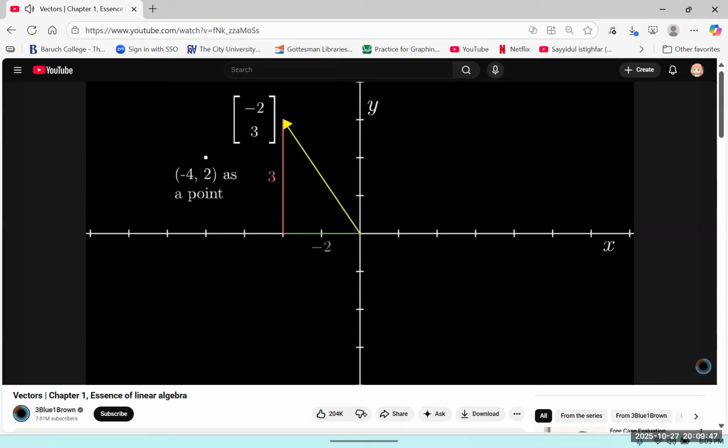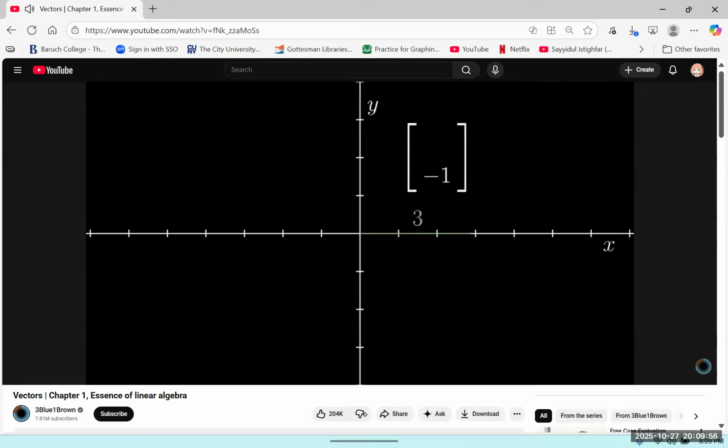To distinguish vectors from points, the convention is to write this pair of numbers vertically with square brackets around them. Every pair of numbers gives you one and only one vector, and every vector is associated with one and only one pair of numbers. What about in 3 dimensions?